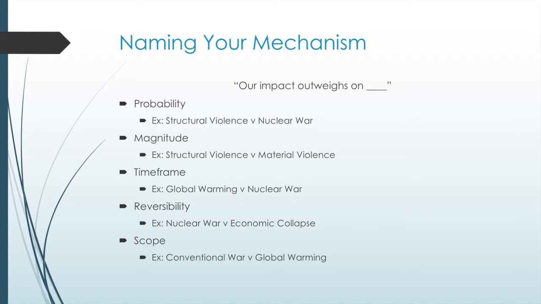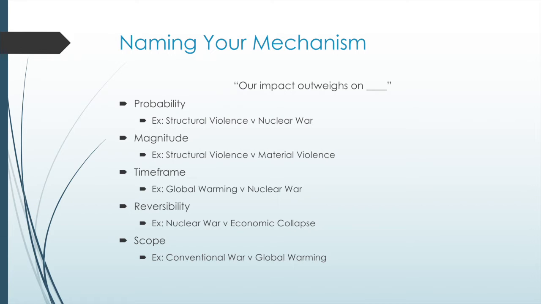So the last thing I have listed here is scope. Scope is how many entities are being affected by the impact. So the example I have here is conventional war versus global warming. What I mean by conventional war is kind of like the troops on the ground type image that comes to mind when we talk about wars as opposed to nuclear wars. So when we're having the scope debate here, we're probably going to come out saying that global warming will affect every single living thing on Earth.